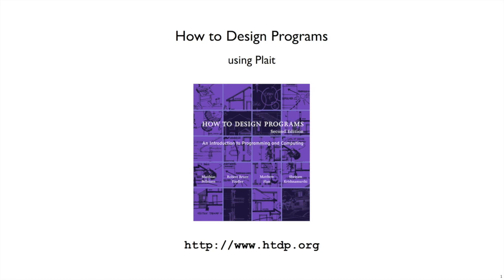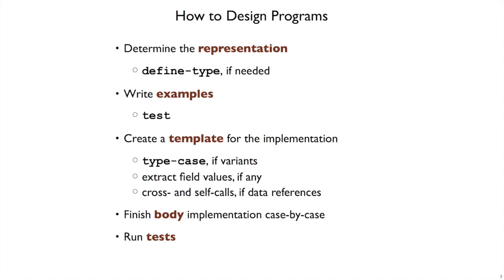This is a crash course in how to design programs using the Plait language. It's a highly condensed version of the textbook How to Design Programs that you can find at HtDP.org. How to Design Programs provides a recipe for building a program from a problem statement, and the recipe has 5 steps. The first step is deciding your representation of data to be used in the program.